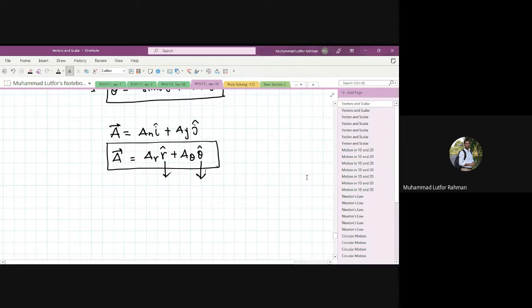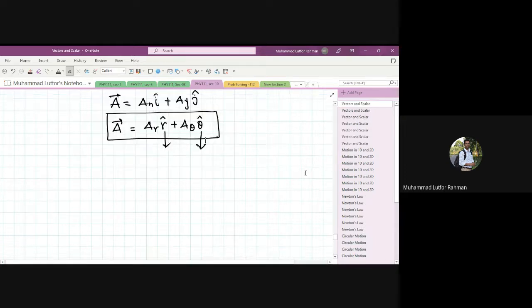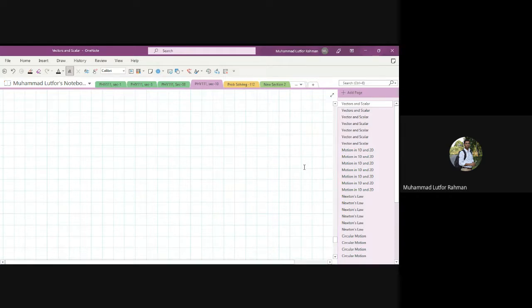All right, so today I'm going to talk about the multiplication of vectors. So how are we going to find that multiplication? Multiplication of vectors we can do in two ways, right? Vectors.